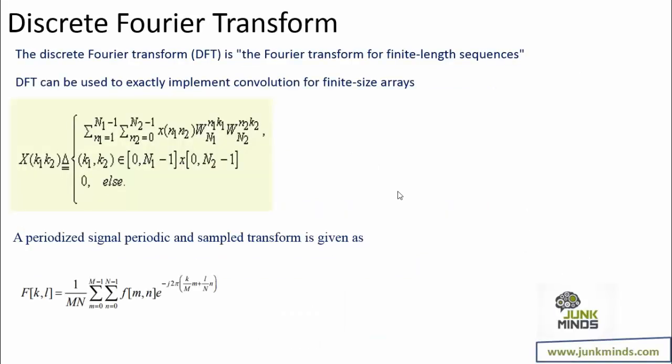Now let's see what is discrete Fourier transform. Now discrete Fourier transform is the Fourier transform for finite length sequences. It can be used to exactly implement convolution for finite size arrays. So now this is the formula for DFT, and a periodized signal, periodic and sampled transform, is given with this formula. We use these formulas to calculate the DFT of a particular image.